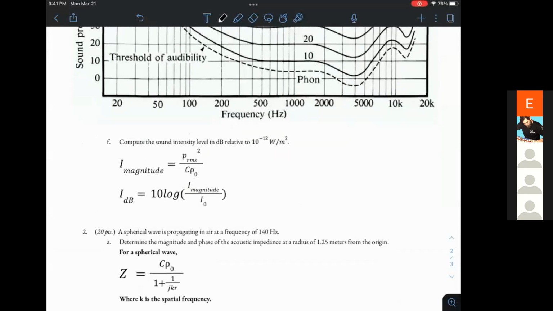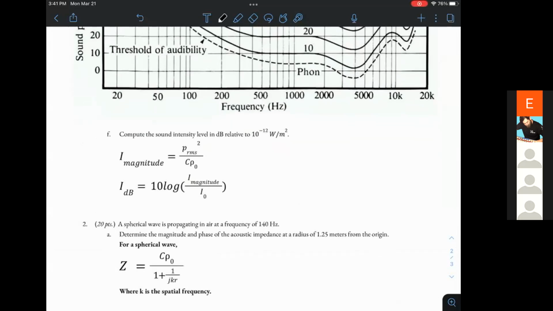Okay, compute the sound intensity level in dB relative to 10 to the -12. This is, again, just a dB. We need an intensity magnitude before we can calculate a dB, and there's your equation right there. So take that pressure RMS and square it and divide it by c times rho naught, and that'll give you that magnitude. Take that magnitude and turn it into a decibel level by dividing it by I naught. Where's our I naught? Oh yeah, it's this, right? My fault. Right, that's our I naught. Put that underneath, 10 log of that ratio.